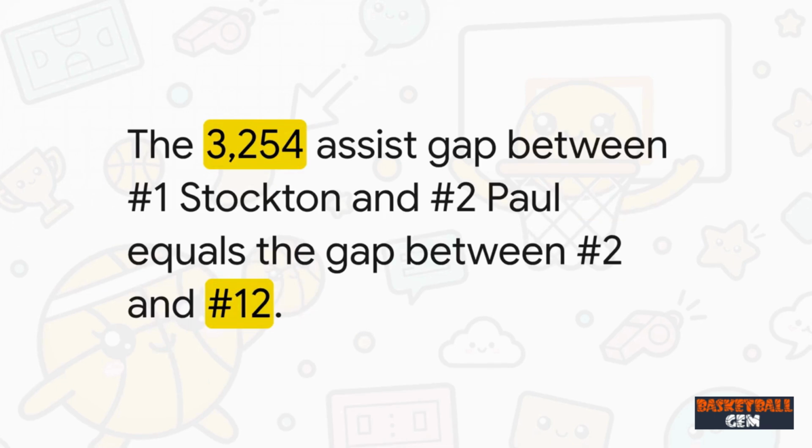To really understand how crazy that is, we have to talk about the Stockton gap. The gap between John Stockton at number 1 and Chris Paul at number 2 is 3,254 assists. To put that into perspective, that is roughly the exact same gap between Jason Kidd at number 2 and Andre Miller all the way down at number 12 on the all-time list. It proves that Stockton isn't just in first place. Mathematically, the guy is existing in a completely different statistical universe.